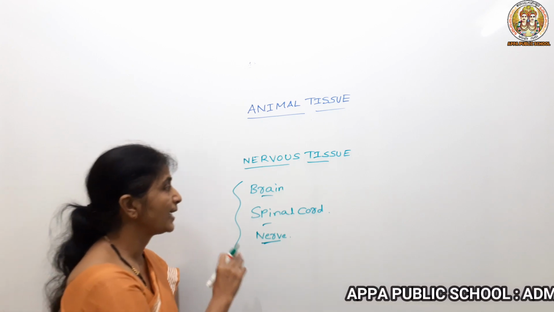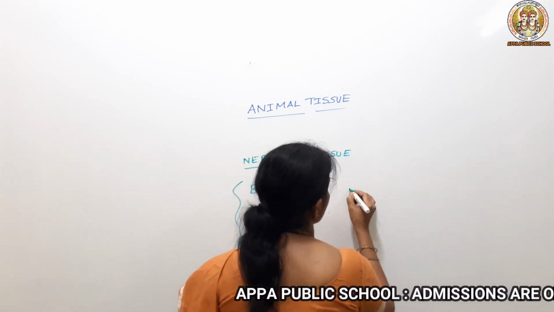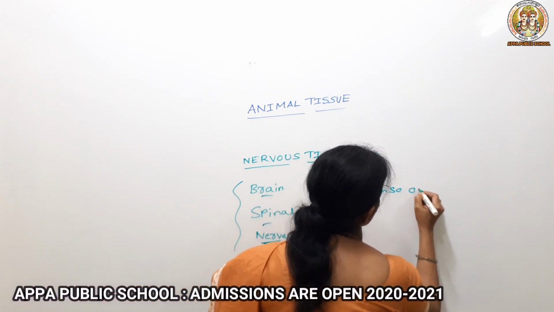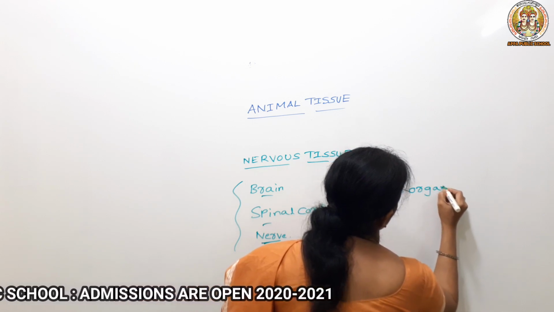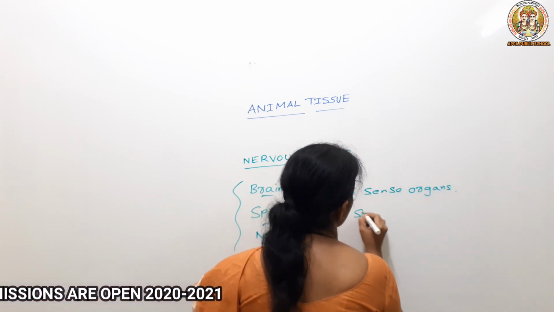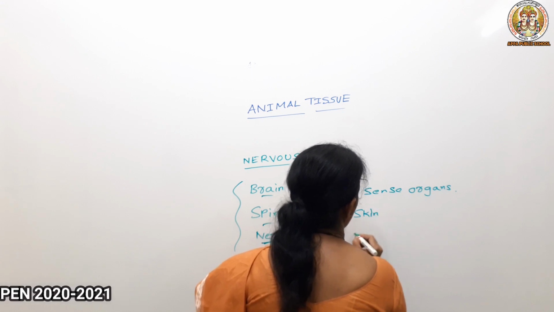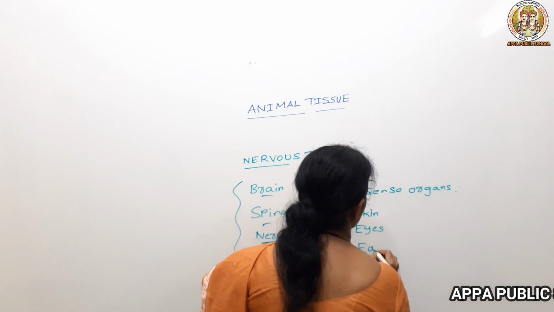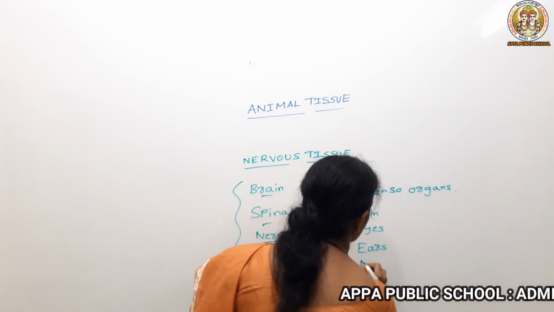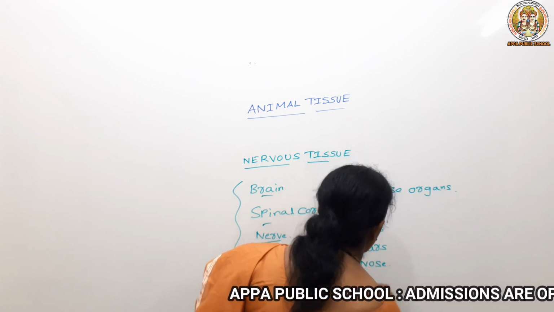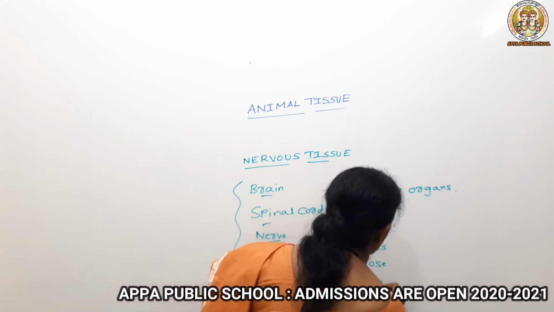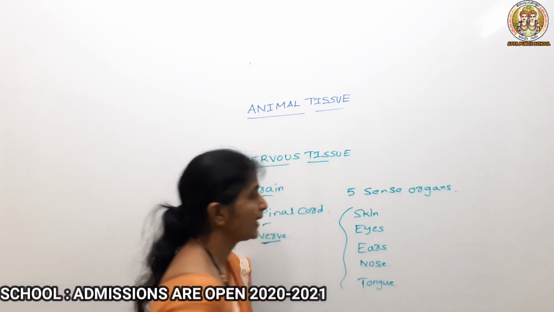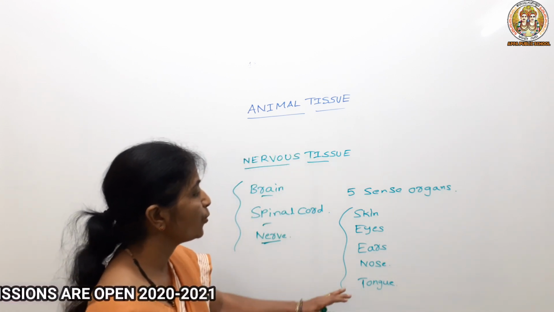For example, the sense organs in human beings: we can see the 5 sense organs. They are skin, eyes, ears, nose and tongue. So these are the 5 sensory organs which are present in human beings.